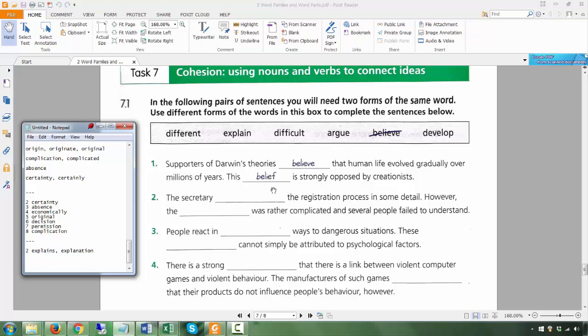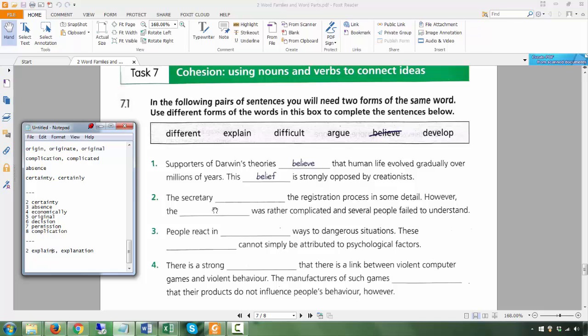You have to form the tense correctly, use the right tense and form it correctly. So it will never just be explained. It's impossible here, okay? Could be explains, but is this in the present simple tense? The clue here is was. So the explanation was in the past. So this verb has to be in the past. If you say the secretary explains the registration process in some detail, that's possible.